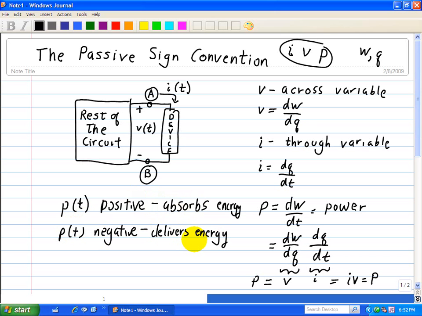So hopefully that clears up the passive sign convention, and we'll go through an example on how we assign the direction of the current. Either you pick a direction and that governs what the reference marks for voltage is, or you pick the voltage and that governs the direction of the current. They have to be consistent with one another.